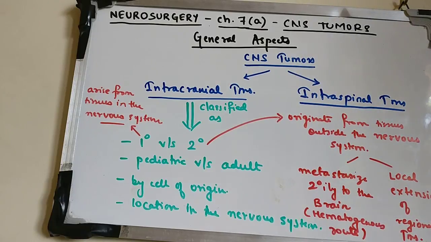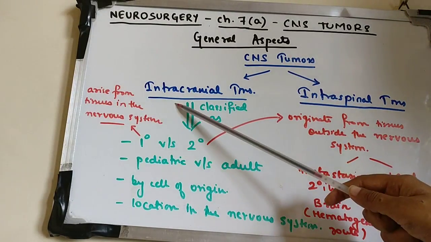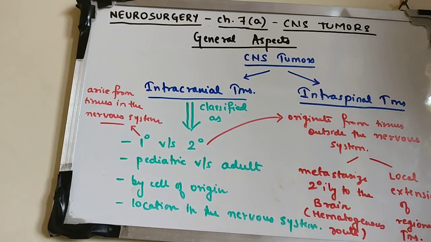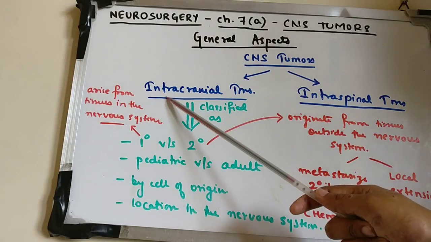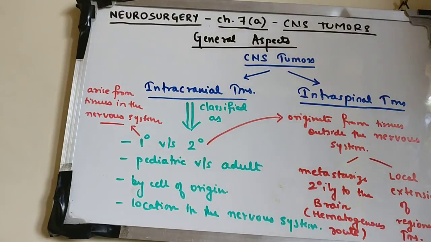So we are going Star Wars for this one, beginning with Chapter 7, CNS Tumors. Part A, General Aspects of your CNS Tumors. So the CNS tumors we are going to see under two headings, that is your intracranial tumors and intraspinal tumors, which are classified on the basis of their location in the nervous system. So for this session and for part B, we are going to focus on the intracranial tumors.